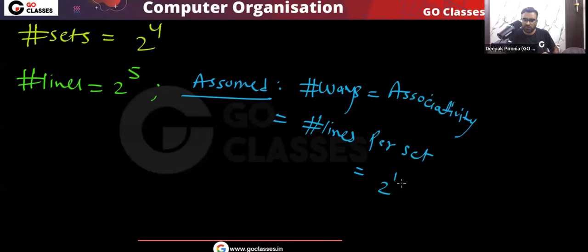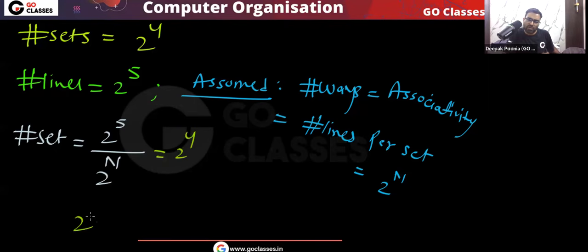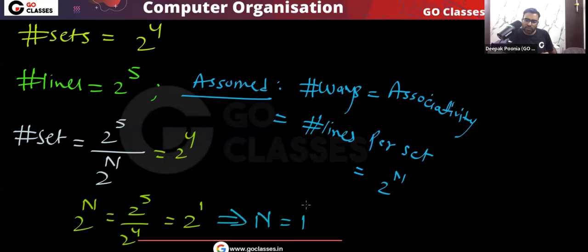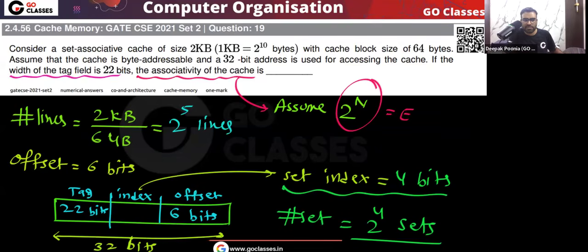This we have assumed. Okay, so you just tell me, if number of lines is this and number of lines per set is 2 power n, what will be the number of sets? Number of sets will be equal to number of lines divided by 2 power n, since in every set there are 2 power n lines. The number of sets is 2 power 4. So 2 power n is equal to 2 power 5 divided by 2 power 4. So that will be 2 power 1. So n will be equal to 1. So this is one way set associative cache. It is a direct mapped cache basically. Okay, the answer will be 1. Very simple.